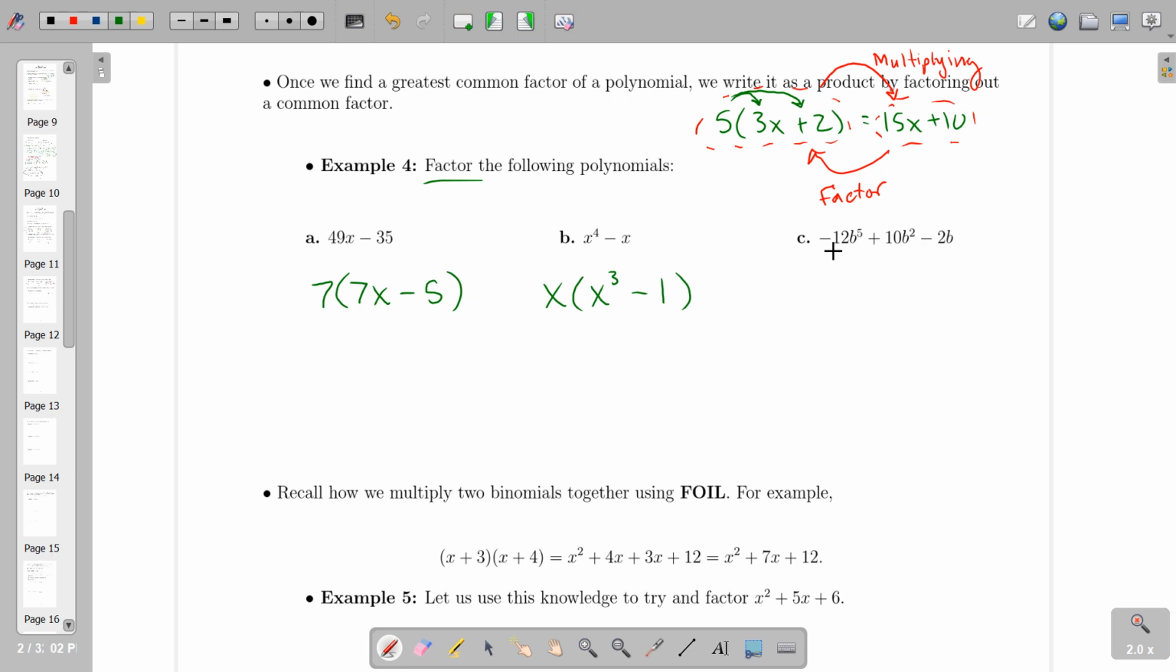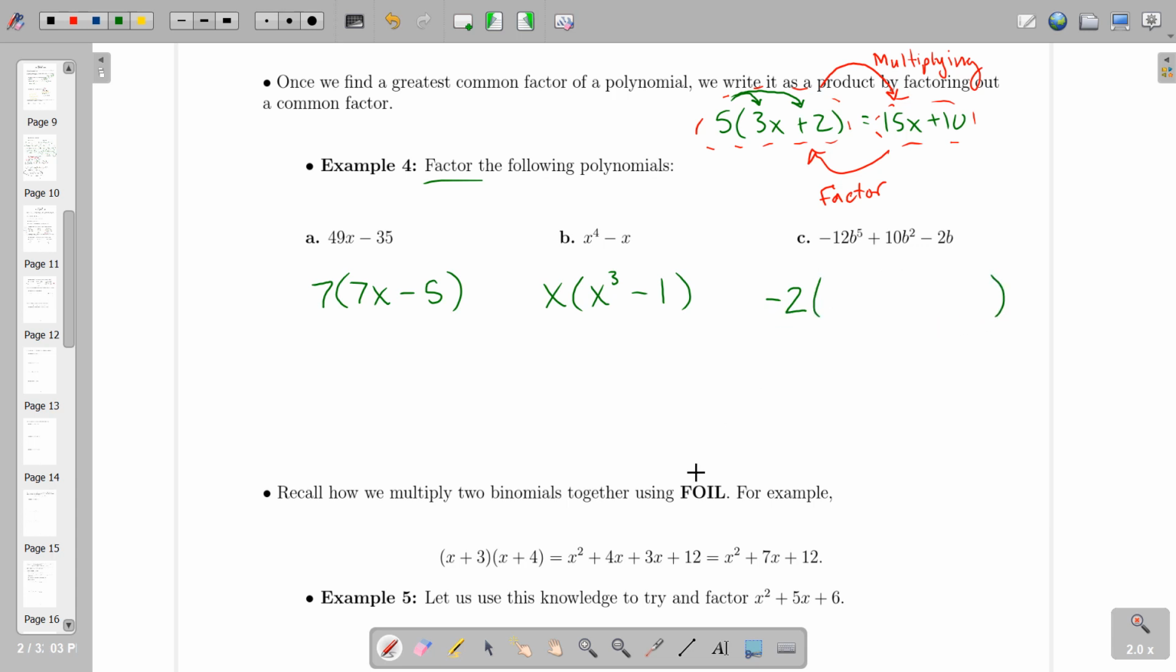All right, one more here. Negative 12, 10, and negative 2. Well, I can pull a 2 out of there. It kind of depends on the instructions on a homework problem, but what I would say is it's always nice to have the highest degree term, meaning the one with the highest power, be positive. So not only am I going to take out a 2, I'm going to go ahead and take out a negative 2.